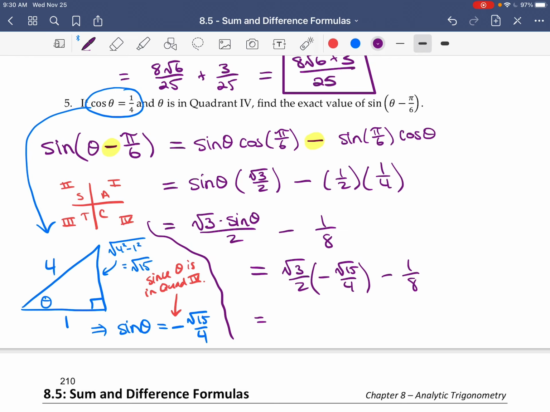So this is going to be root 3 over 2 times negative root 15 over 4 minus 1 over 8. So that is negative root 3 times 15, which is root 45, over 8 minus 1 over 8. So I can take out the minus 1 over 8. And 45 is divisible by 9, so that's going to be 3 root 5, and then I'm going to have a plus 1. So this is going to be my exact answer here.